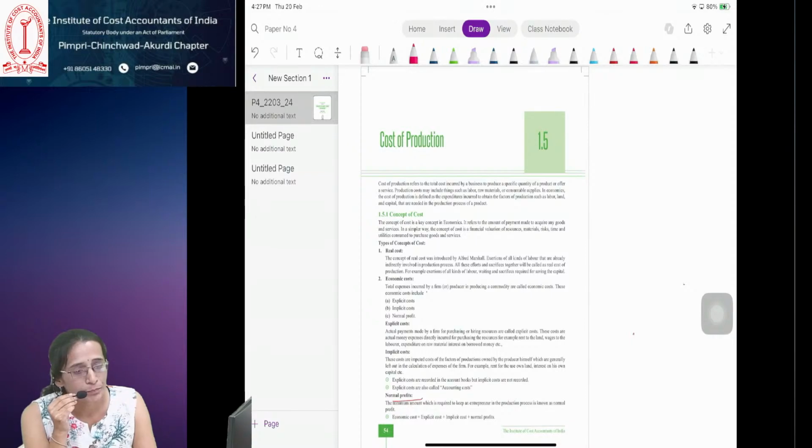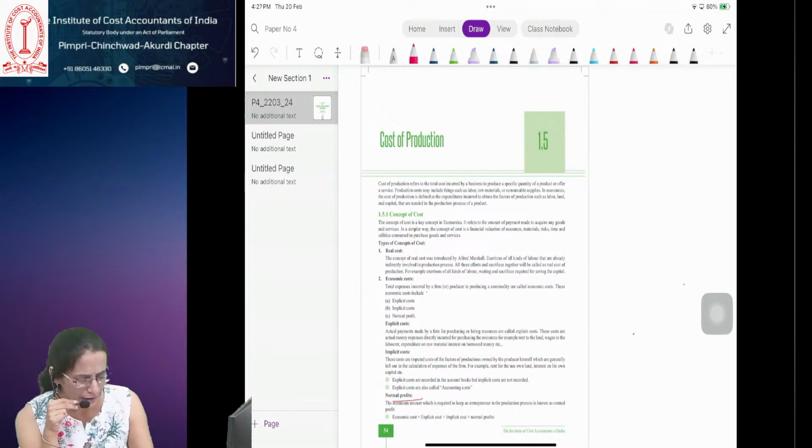What other things can it be? Administration expenses which are required, right? Then it can be selling and distribution expenses which are required, right? All these expenses, when we add them up together, will be the cost of production, right? So do you know the difference between cost of goods sold and cost of production?